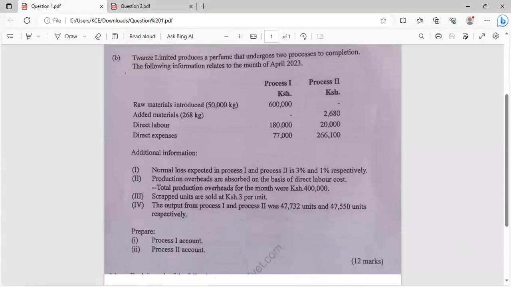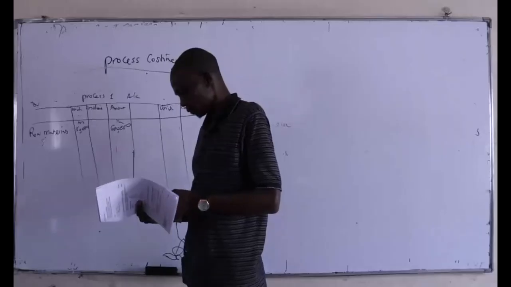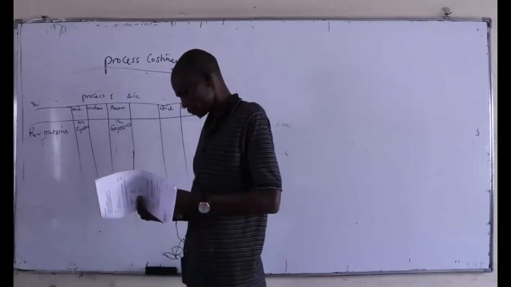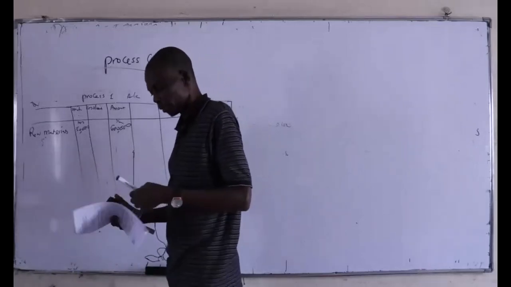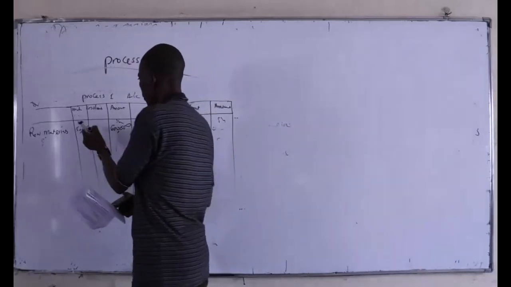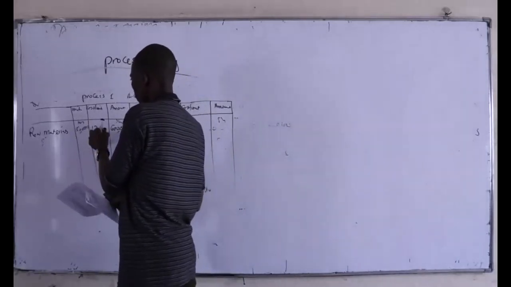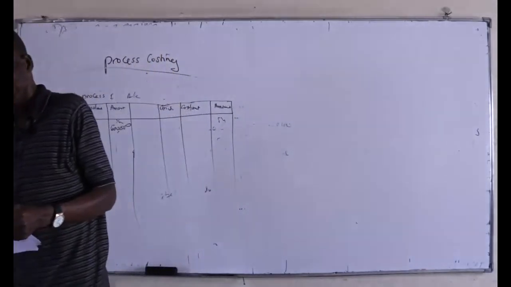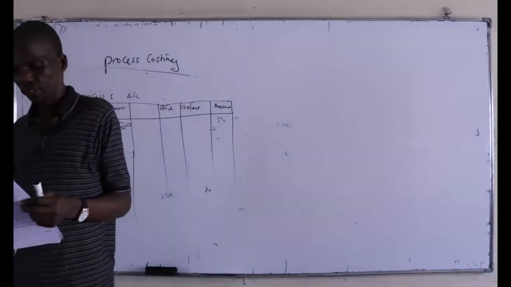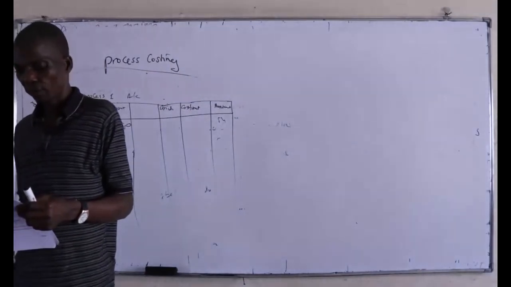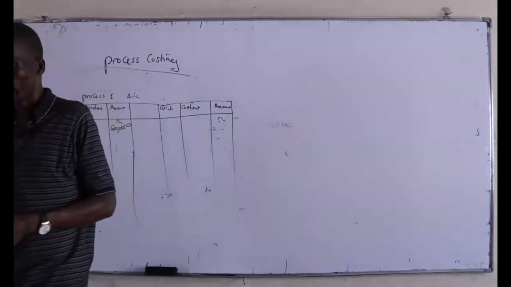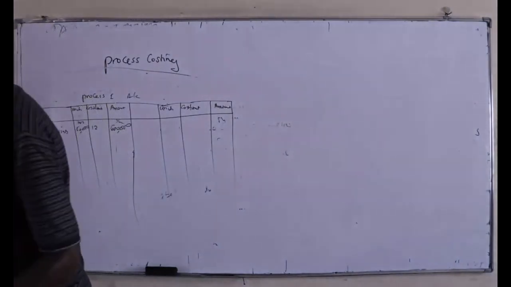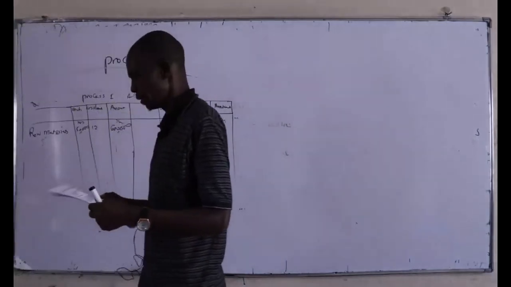So you simply divide 600,000 by 50,000, and you are able to get 12. So besides those costs, you've also been told that there is added materials, but in this case, none of those were added to process 1. So it means that process 1, whatever the raw materials that we bought, there was no extra materials that were added in this process.